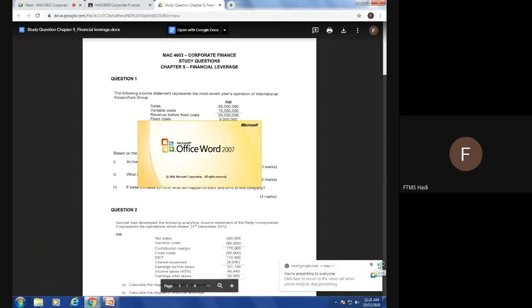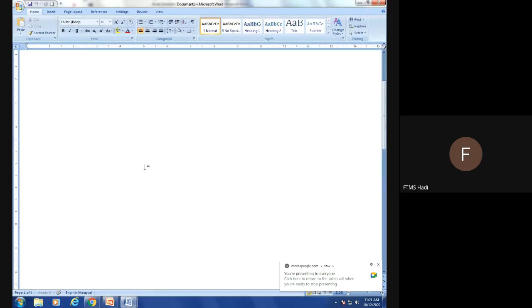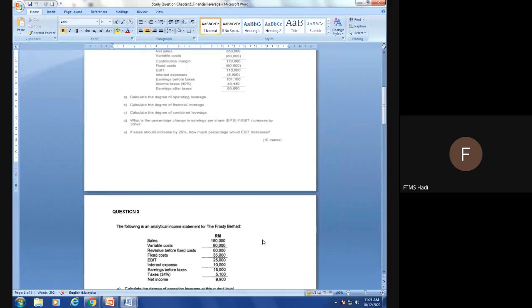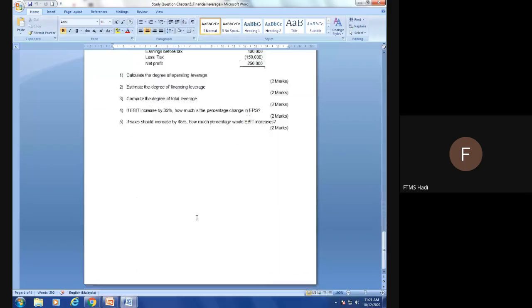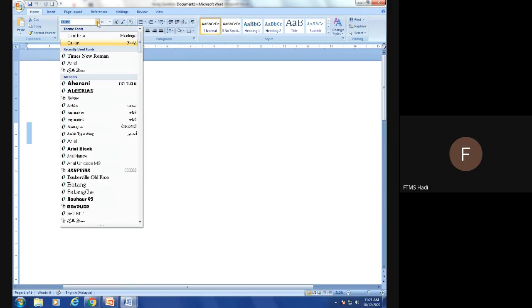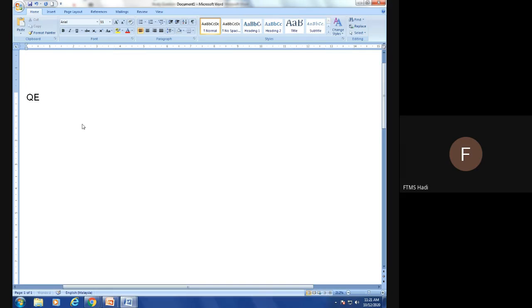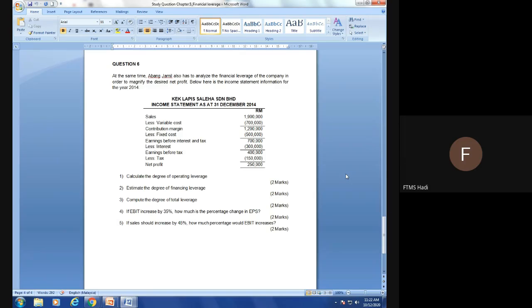Let me demonstrate to you how to calculate financial leverage. I will give you the standard question. Let's have a look at the last question, question number 6. If you look at this question thoroughly, Abang Jamil also has to analyze the financial leverage of the company in order to magnify the desired net profit. Below here is the income statement information for the year 2014.